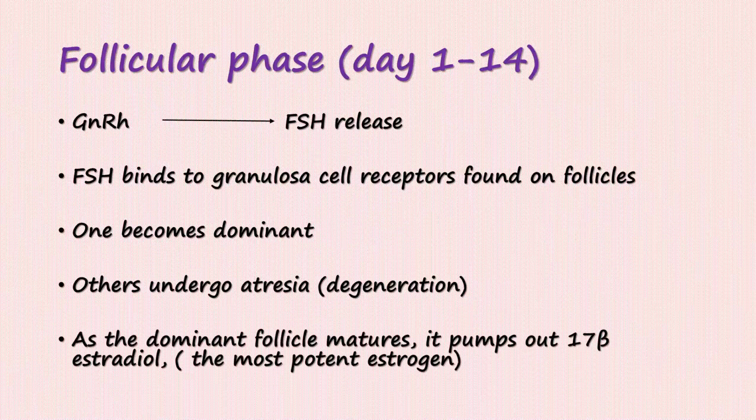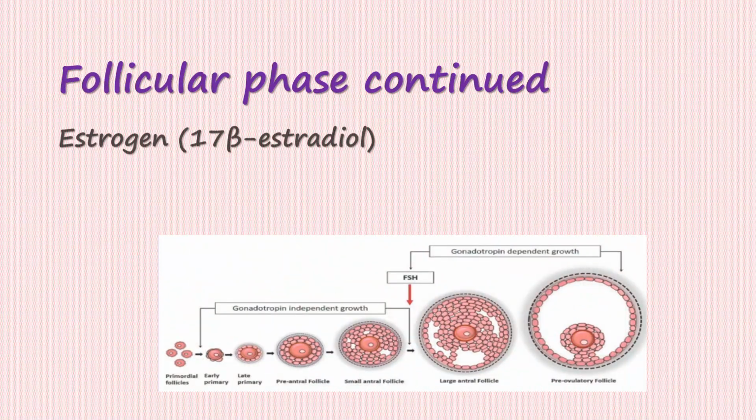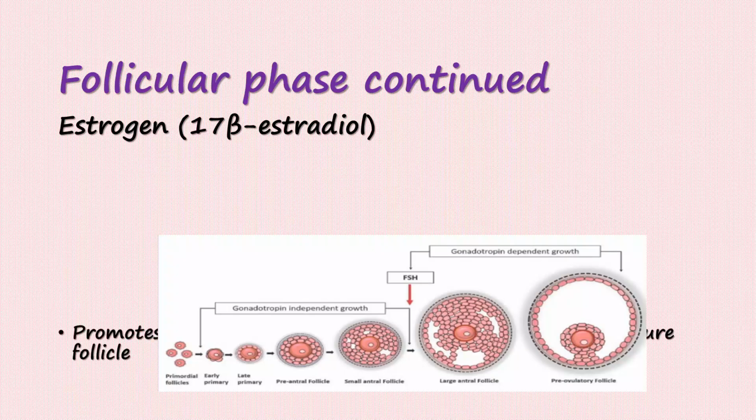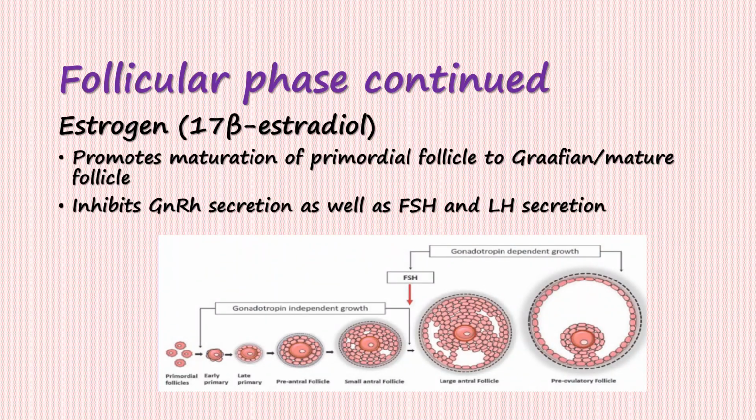As the dominant follicle matures, it pumps out 17 beta estradiol, the most potent estrogen. The primary functions of estrogen include maturation of primordial follicle to the Graafian follicle, and inhibiting GnRH secretion and LH secretion through what we call negative feedback inhibition.